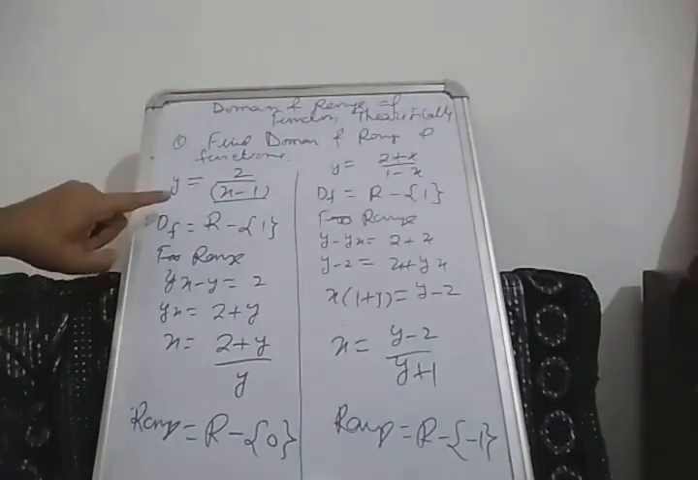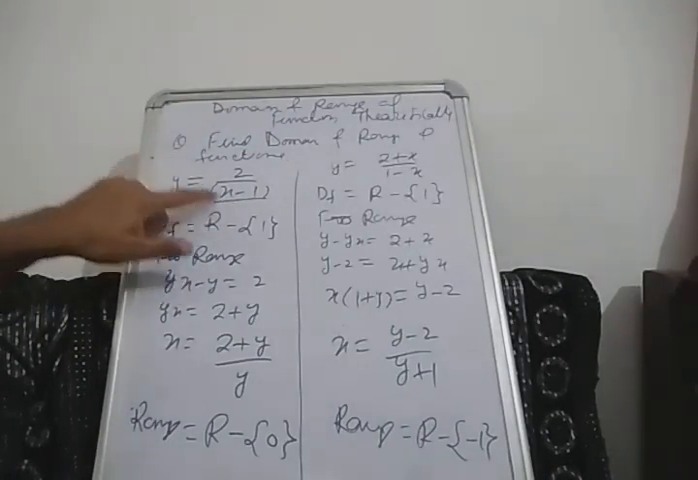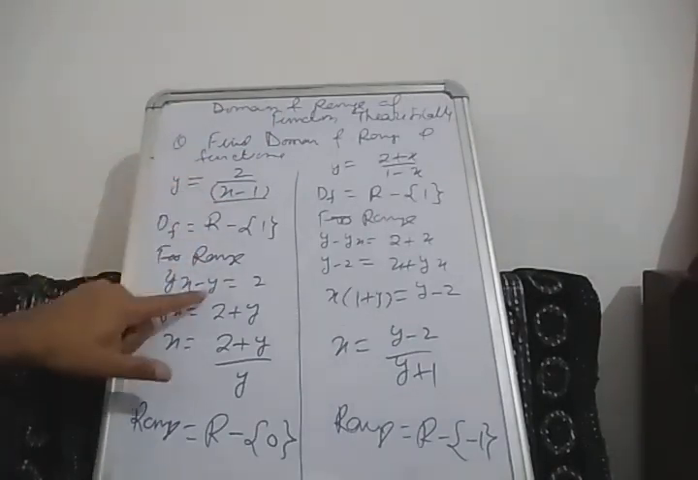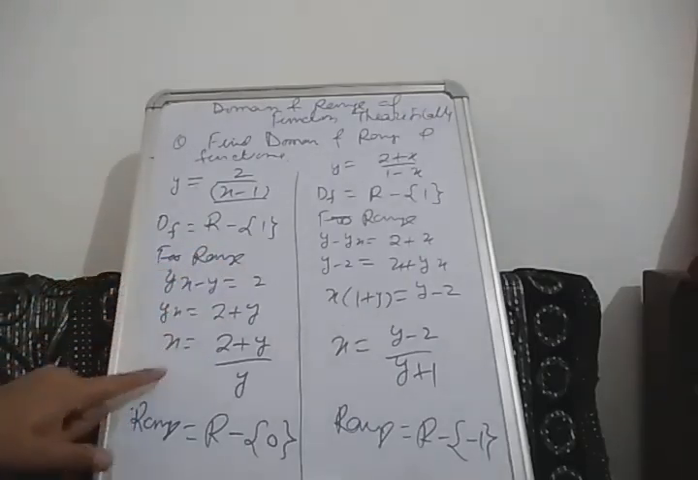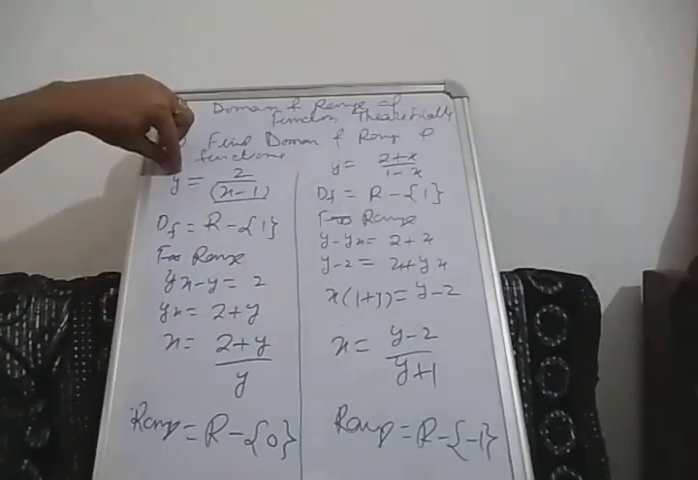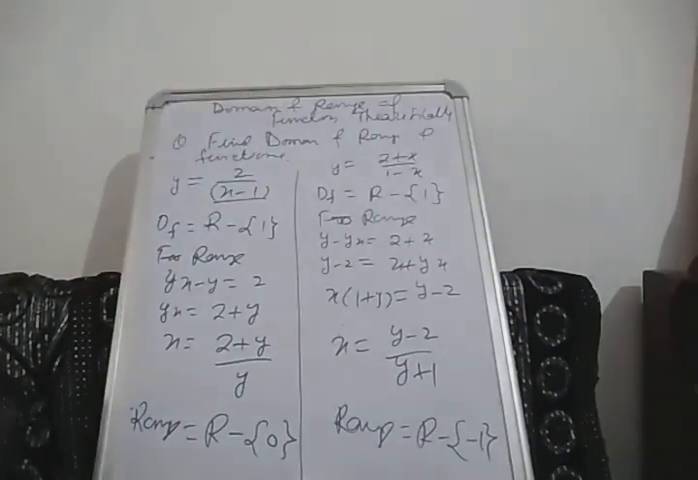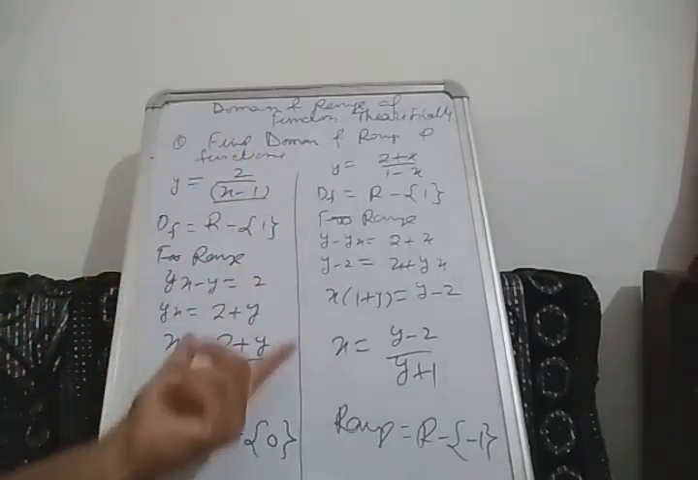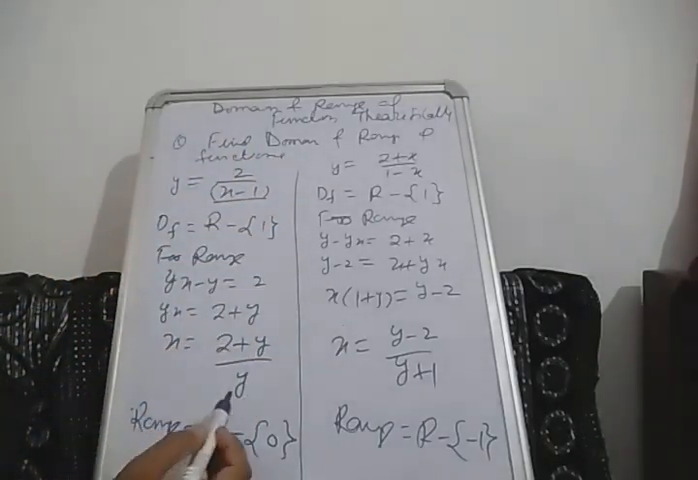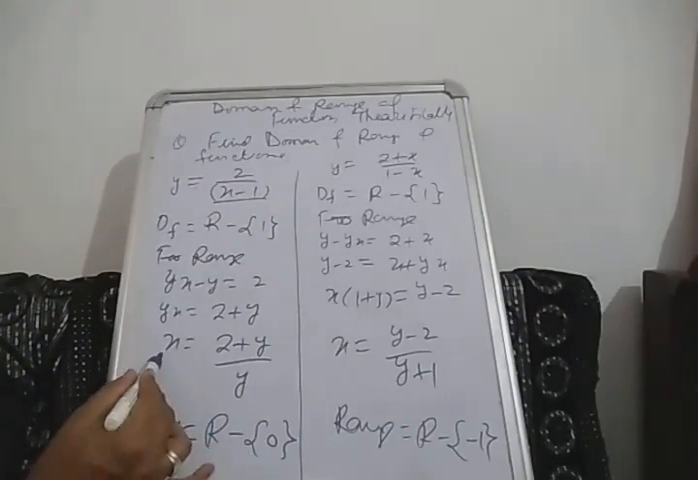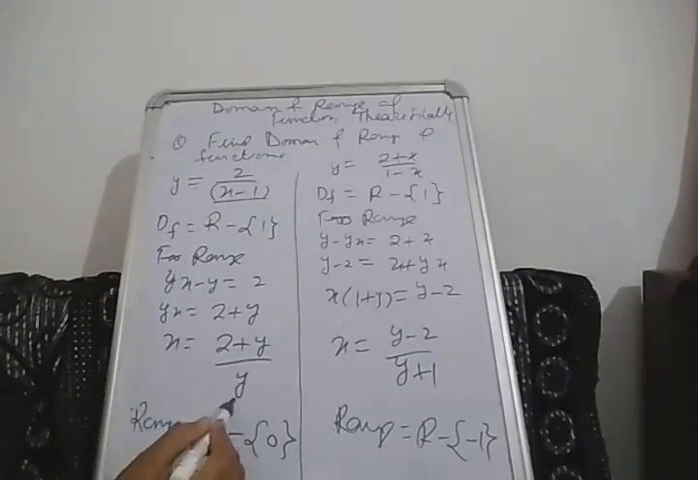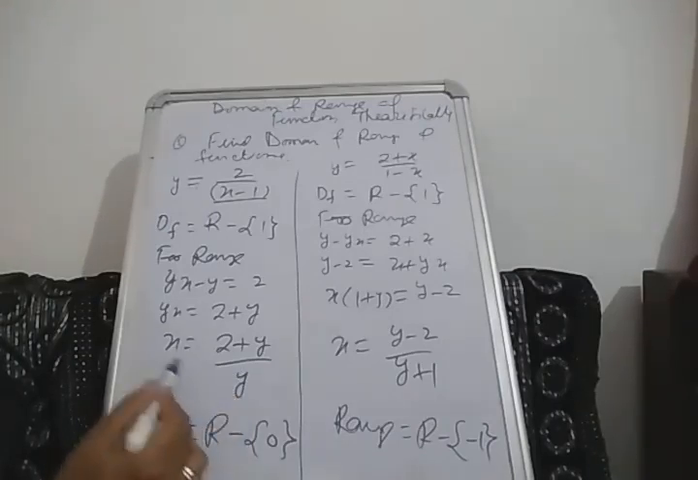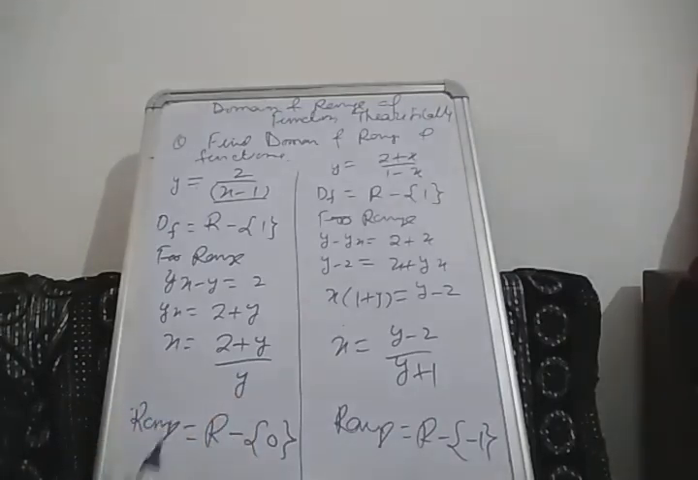Now to find range we will cross multiply. yx minus y is equal to 2. Shifting this, like this was y in the form of x, so by cross multiplying this is x in the form of y. Again the same rule is for x also, meaning what should be the value of y so that x is defined. y can take any value except 0, because if you put y as 0, then x will not be defined. What should y be? All the real numbers except 0, and y means range.